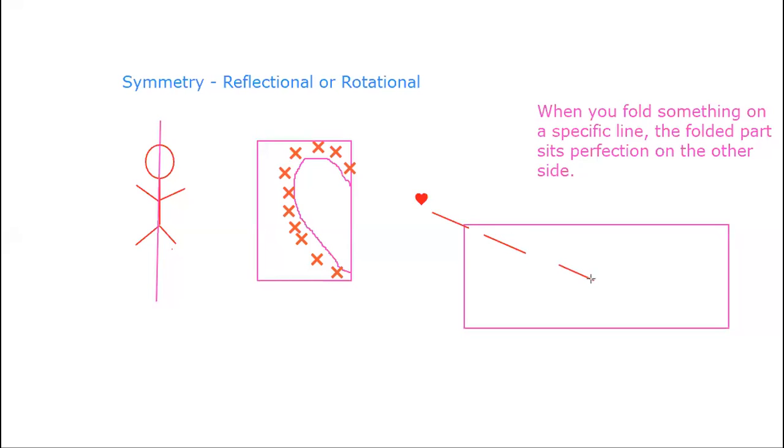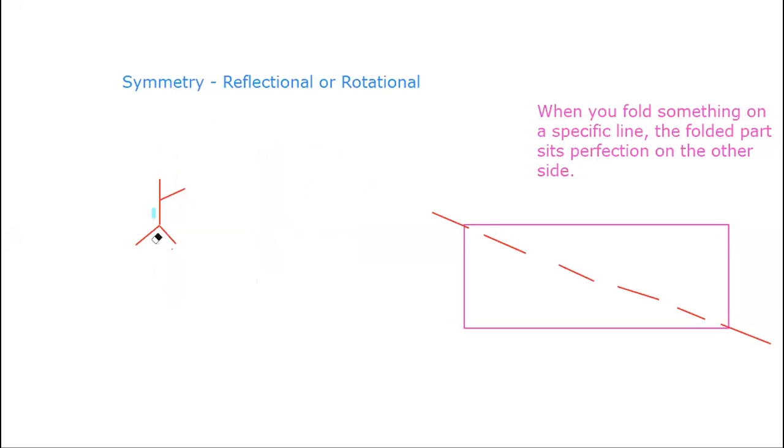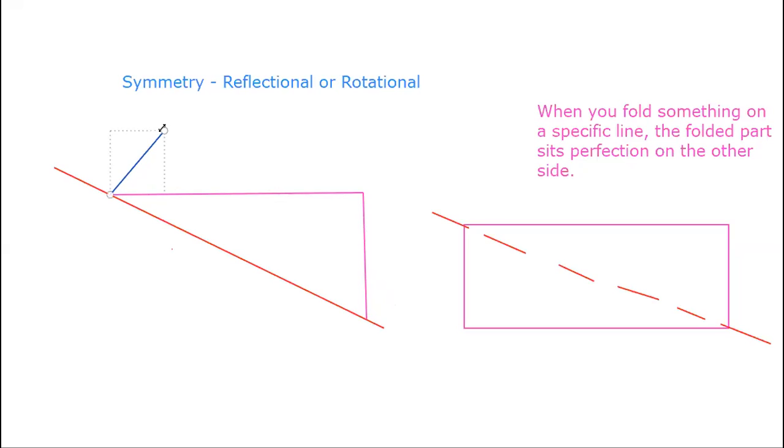If we fold that at a diagonal, this rectangle, is it going to look exactly the same? Is one side going to fit exactly on the other side? And if you can imagine folding that in your head, if you fold it on this diagonal, the bottom part of your rectangle is going to be right there. And then when you fold that bottom part up, it's actually not going to lie perfectly on there. Instead, it's going to come up here and then come down. So there's not diagonal symmetry on that rectangle.